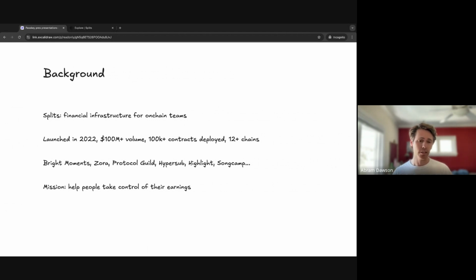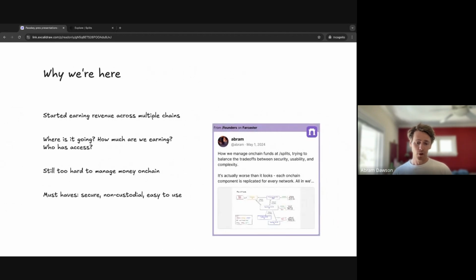Our mission at Splits is really to help people take control of their earnings. As we were trying to do this for ourselves, we ran into some problems. A number of months ago, we started earning revenue. Revenue here is a loose term, right? We have donations and other things coming in. Revenue on chain can be rather fickle. We started earning it across multiple different chains. What actually happened was we received some of Optimism's retroactive public goods funding, and we needed to figure out what we were actually doing with this. Where is it going to go? How is it secure?